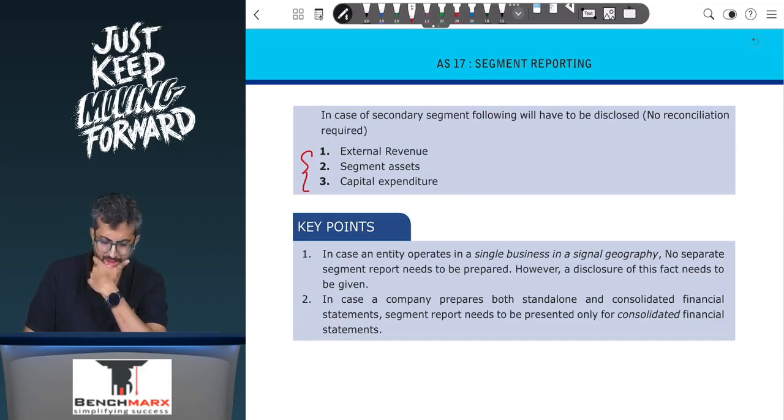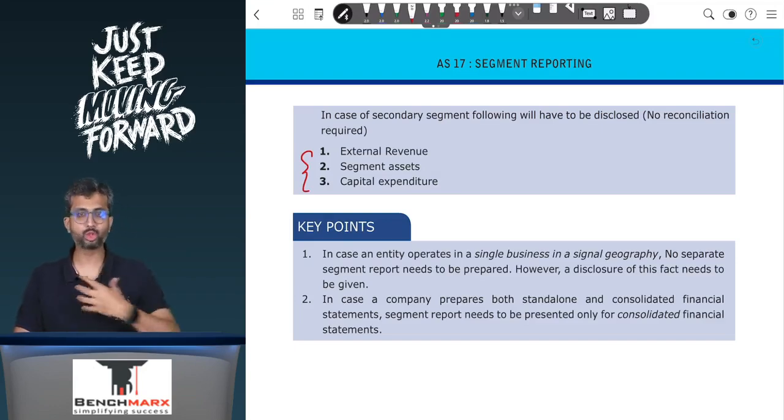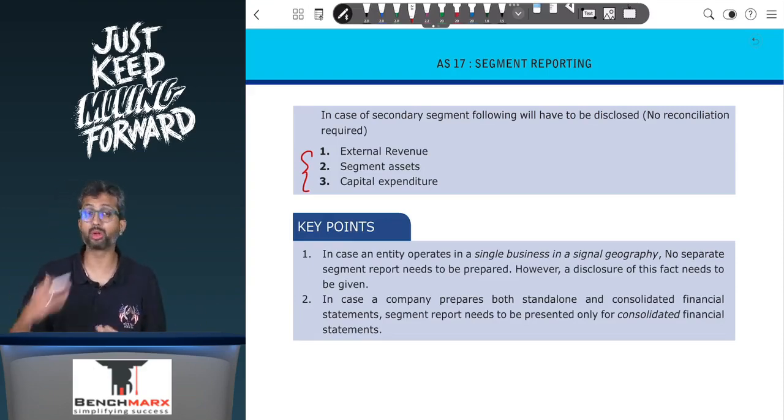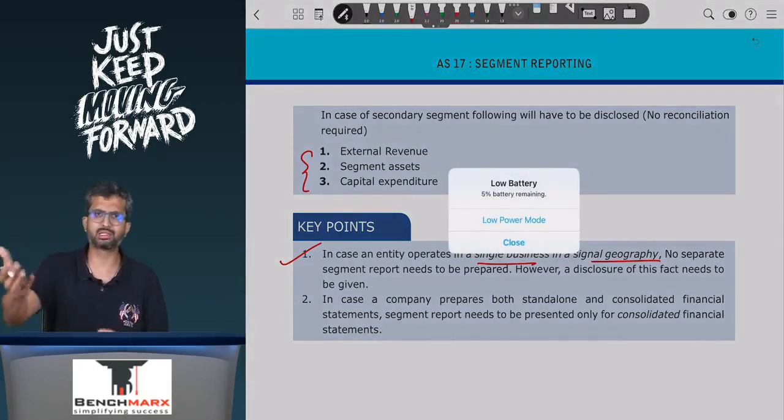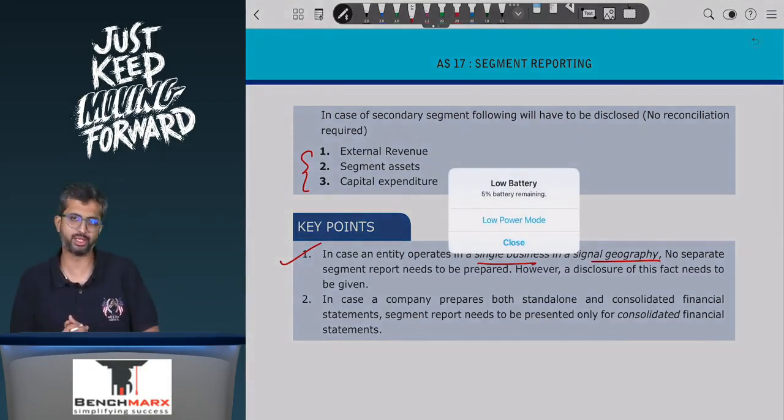Okay. Next, you have a few key points. First, what if you are a coaching institute like me, where I am operating in one business, that is coaching, in one geography, that is India, and hence I don't need to prepare a separate segment report. But how will the reader know that? I'll have to give a note. If I am operating in a single business in a single geography, I don't need to prepare the segment report because there are no segments. I'll tell that via a note to my reader.